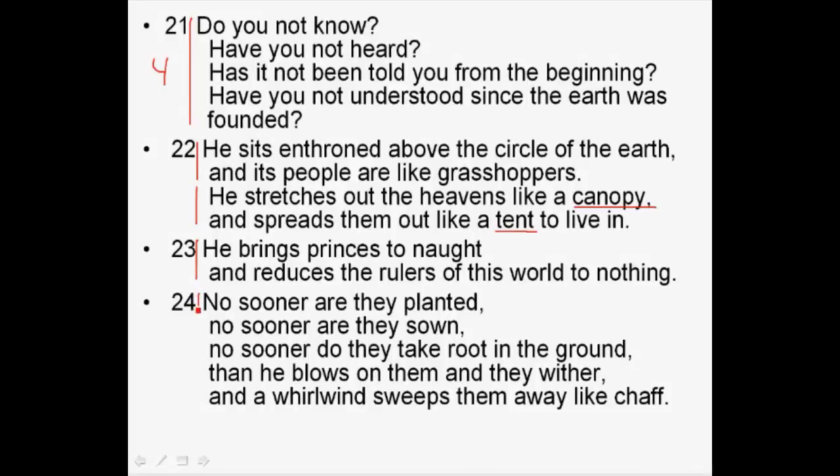No sooner are they planted, the powerful people, no sooner are they sown, no sooner do they take root in the ground. Three very similar images there, slightly different, but very similar: being planted, being sown, taking root in the ground. Then what? Then that's God, who blows on them and they wither away, and a whirlwind sweeps them away like chaff. Chaff is like dry grass kind of stuff.